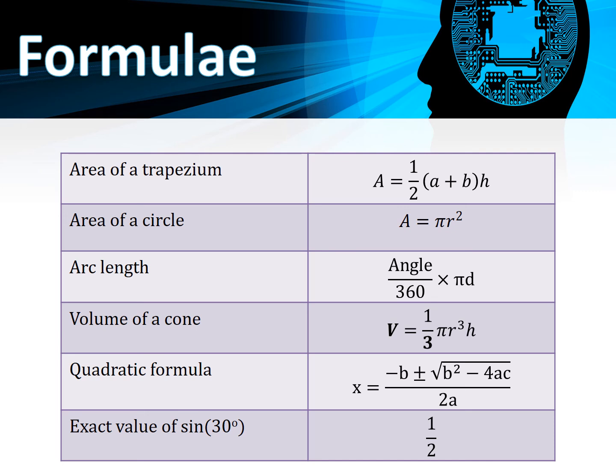Quadratic formula, again I've left it in here so you can keep practicing. This is minus b plus and minus the square root of b squared minus 4ac all over 2a. And the exact value this time of sine 30 is a half. Hopefully you've done well this time. If not, we'll keep practicing and these things should eventually get to the point where you can just recall them quickly.